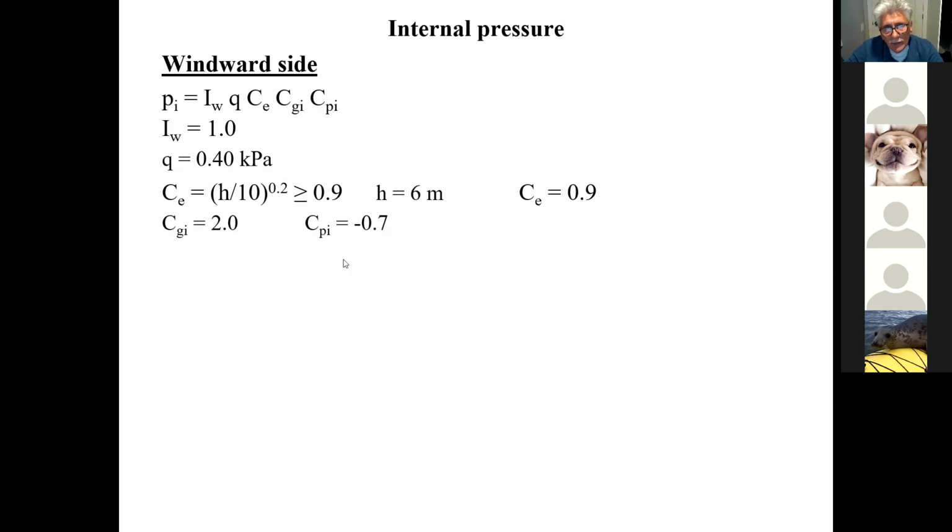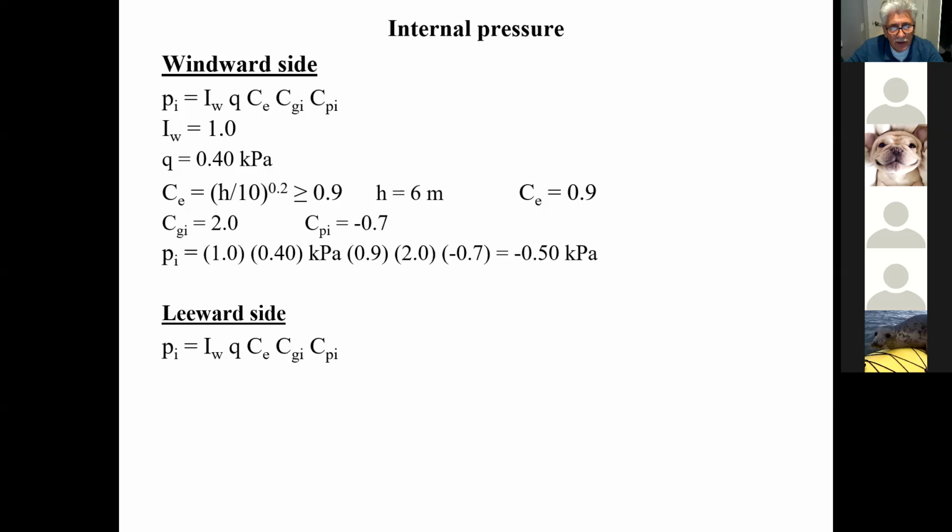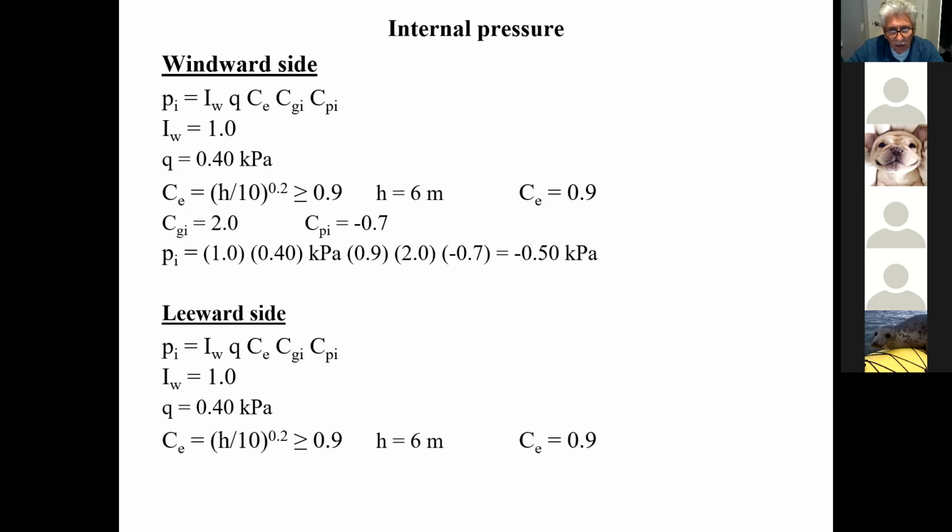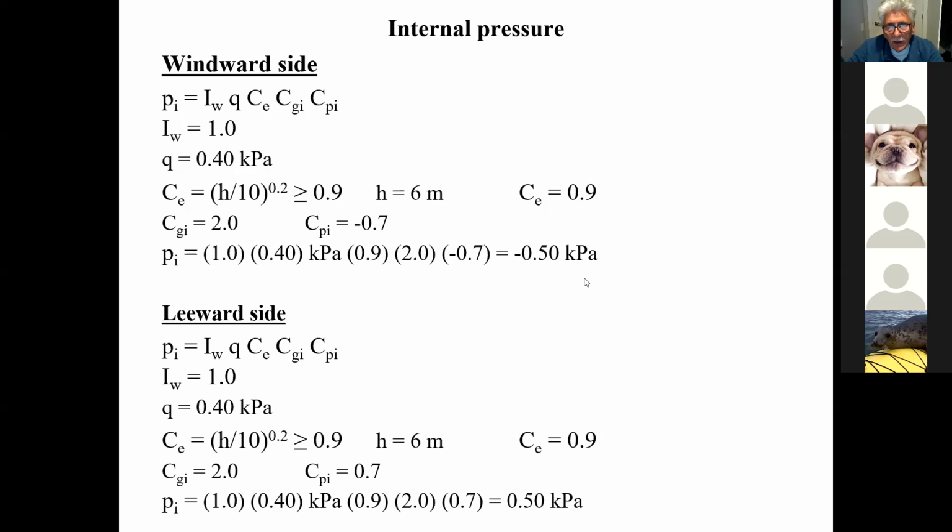This here means that your building has reasonable size openings, and therefore I took this value from the book I was telling you about, the Supplemental to the National Building Code. If I apply all those values, I end up getting on the windward side minus 0.50. The nice thing is that the leeward side has exactly the same values. On the leeward side I still have the same pressure, except this one is positive, going towards the wall, and this one is negative, going away from the wall. I'll give you a chance to copy that, and then we'll go on.